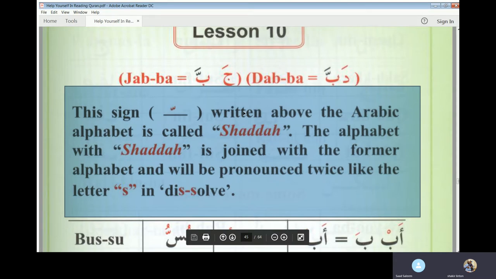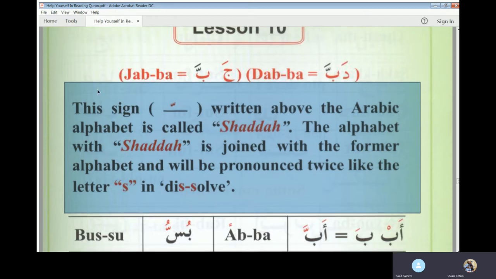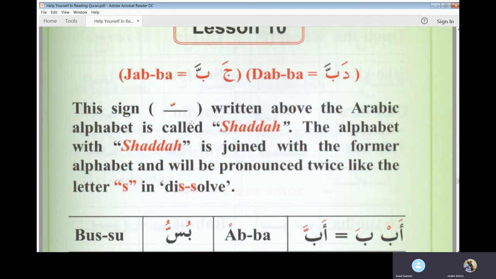Start reading it. I can't really see anything yet because you're still at the top of the page. I want to read this English. This sign written above the Arabic alphabet is called Shadda. The alphabet with Shadda is joined with the former alphabet and will be pronounced twice.